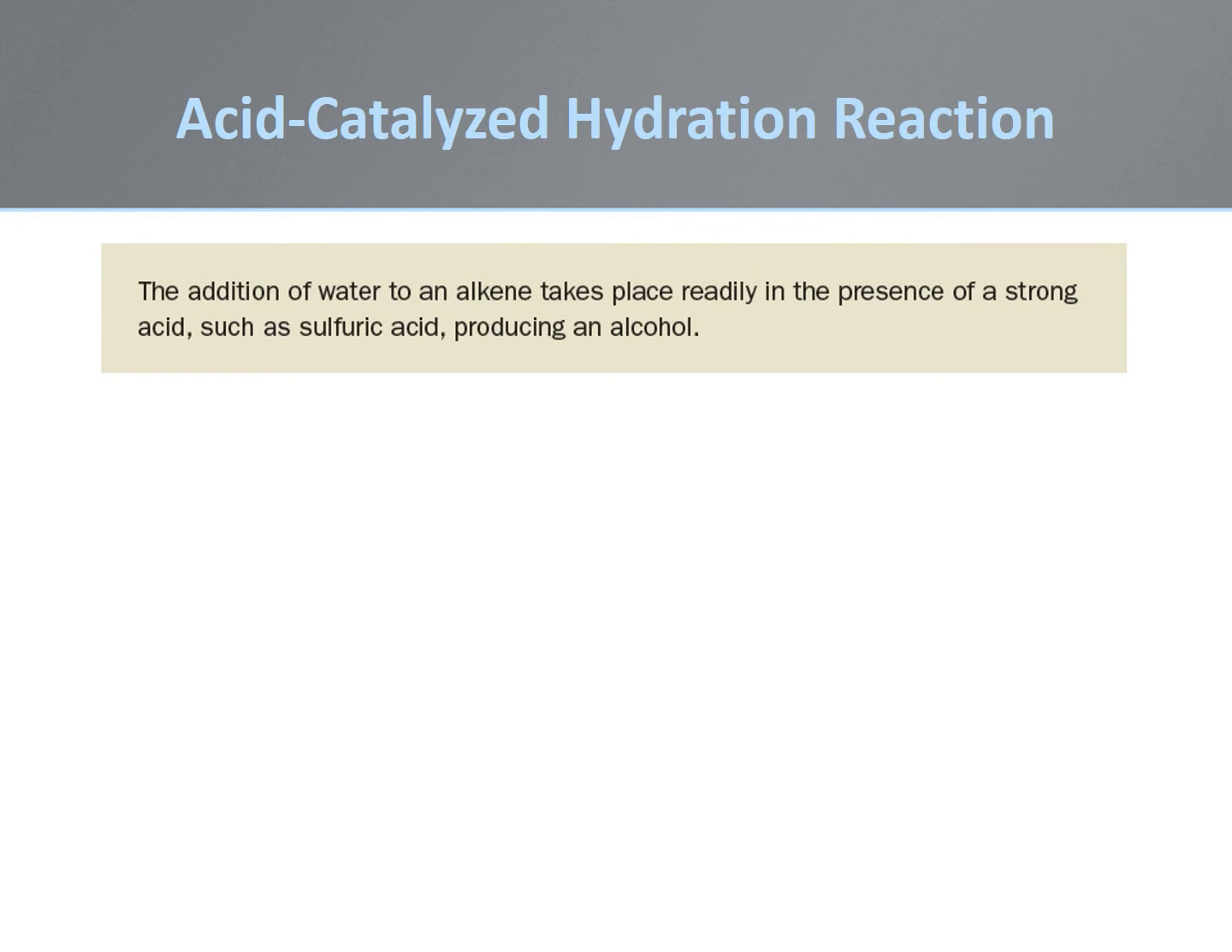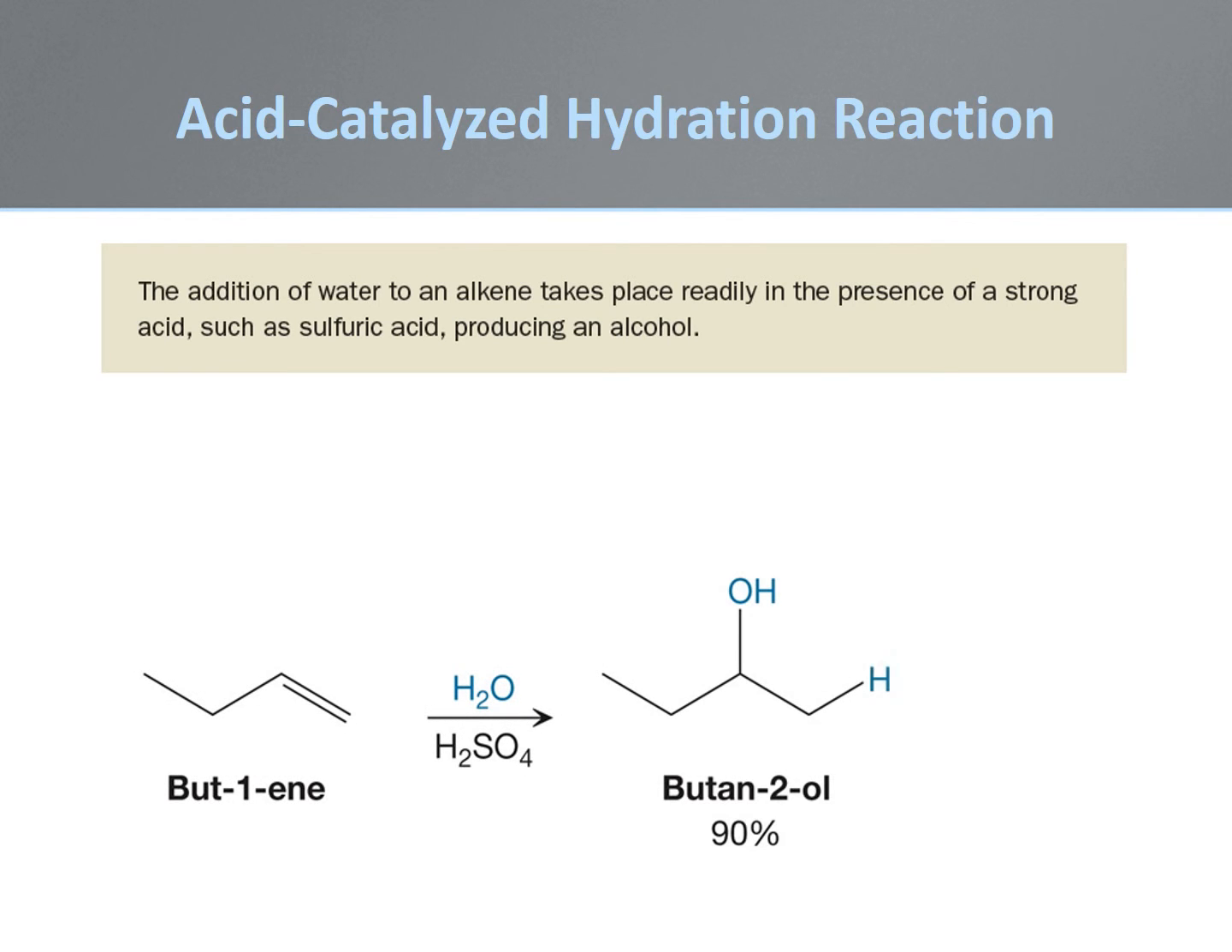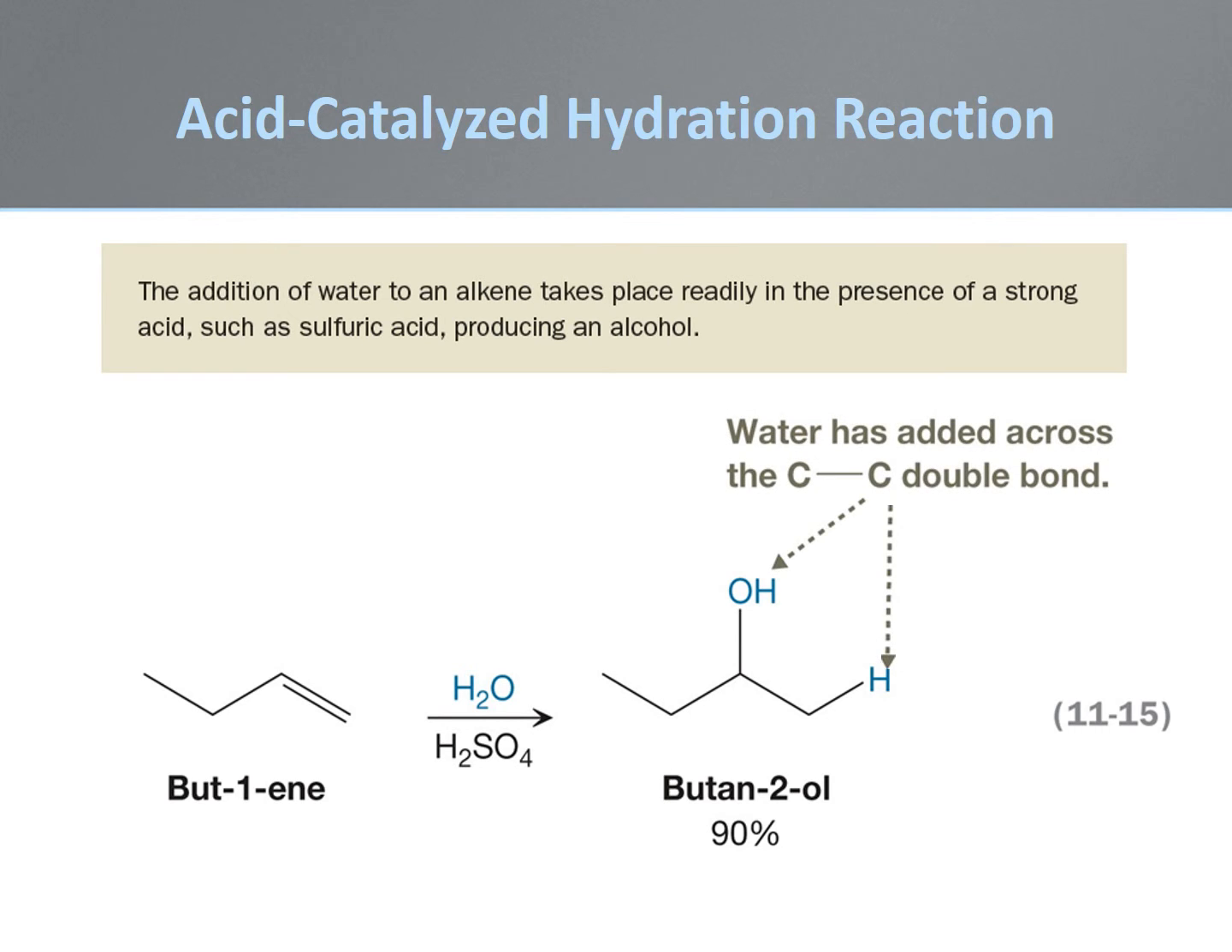If the reaction between an alkene such as 1-butene and water is conducted in the presence of a strong acid, an addition does take place across the double bond in a reaction called acid-catalyzed hydration. The product of the reaction is an alcohol. Note that only a catalytic amount of strong acid is required for the reaction to proceed in high yield.